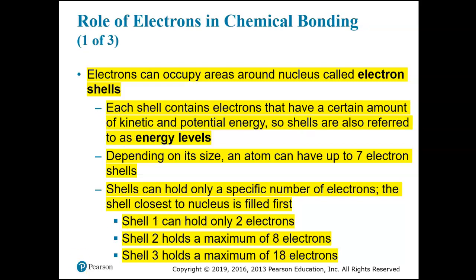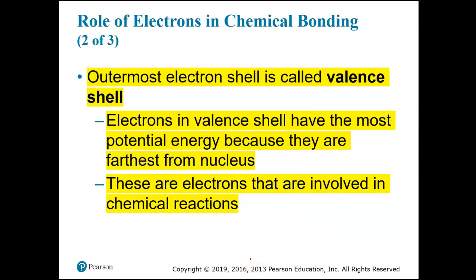Now, 2 electrons can be in shell 1, but all the rest of the shells, all the way up to 7, will hold larger numbers. And we don't have to learn about that. We don't have to learn how many electrons each shell holds.